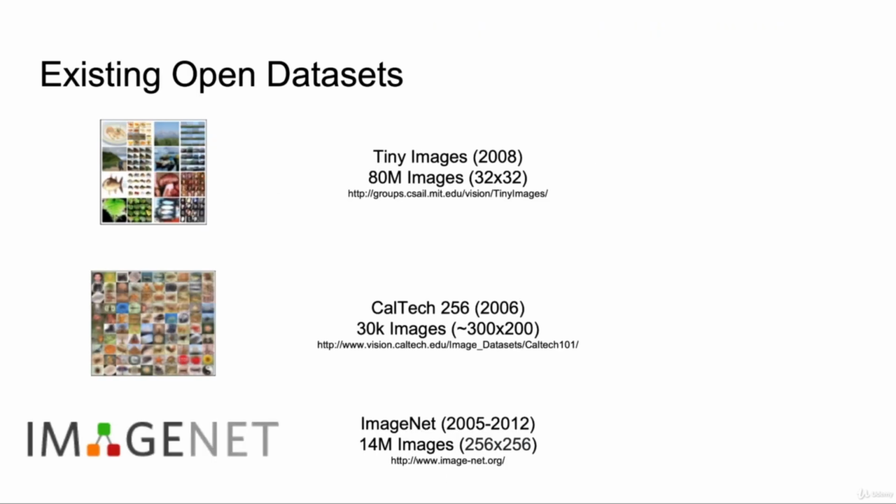There is also a good set of big datasets. First is Tiny Images that was proposed in 2008, and it has 80 million images of size 32 by 32. There exists the Caltech dataset which has around 300 by 200 size images, 30,000 images. And the last one, the most popular, is ImageNet, which consists of 14 million images of bigger size, 256 by 256.